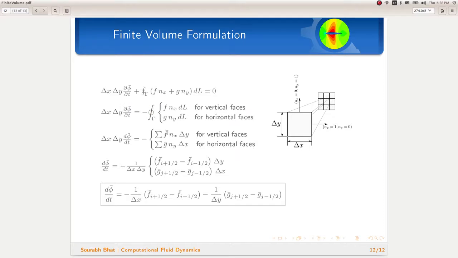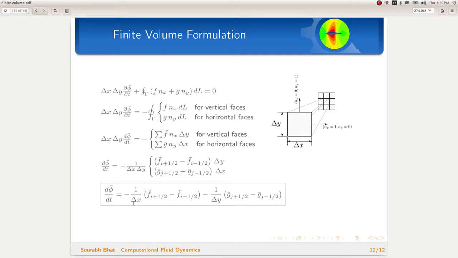Simplifying this further by using the average values of flux over the faces, we can get rid of the integral as well. Let us call the right hand side face as i plus half, the left hand side face as i minus half, the top face as j plus half, and the bottom face as j minus half. Now, recognizing the fact that nx is equal to positive 1 for the right face and nx is negative 1 for the left face, similarly ny is positive 1 for the top face and ny is negative 1 for the bottom face, we get this equation. This results in this final ordinary differential equation, which we can solve using the Runge-Kutta time integration method as we did in the one-dimensional case.